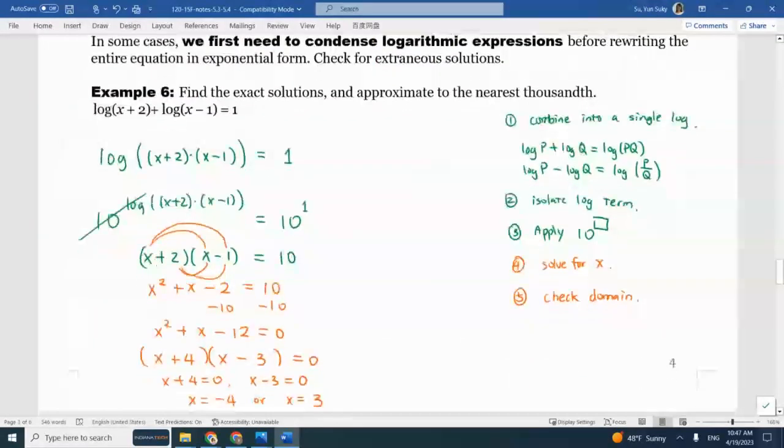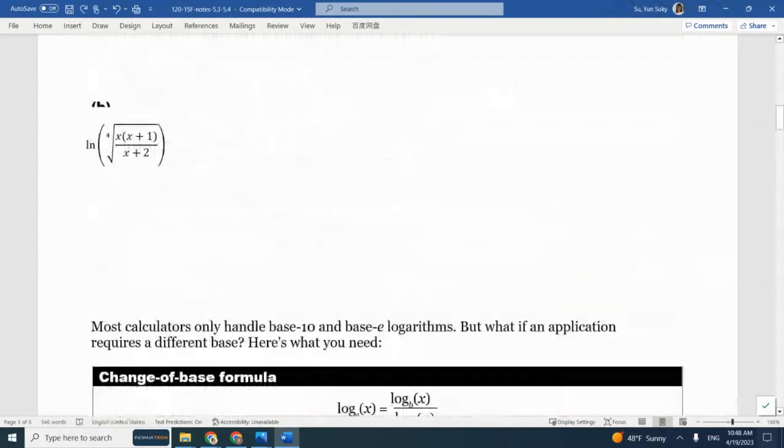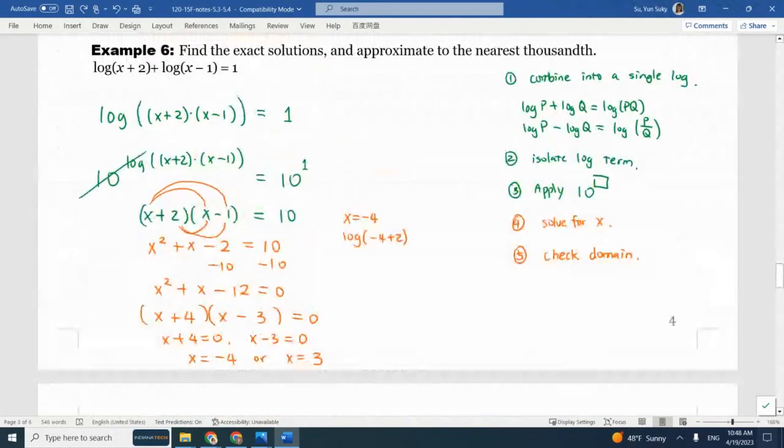Okay, so now here, check domain. Let's check the -4. If you plug in -4, you get log of -4 plus 2. Is that okay? -4 plus 2 is what? -2. So when you have a negative number inside the log, that's not okay. That's not in the domain. So therefore, not okay. This is not a root.